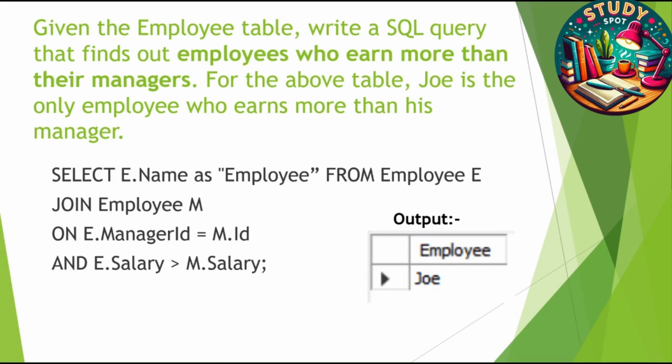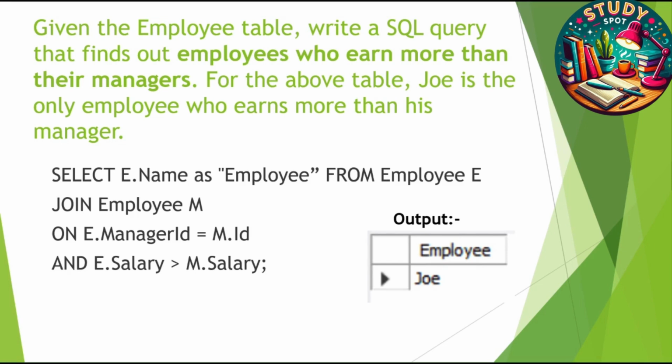Select E.name as employee from employee E join employee M on E.managerId = M.id and E.salary > M.salary. From employee E, the employee table is aliased as E, representing employees. Join employee M. The same employee table is aliased as M, representing managers.